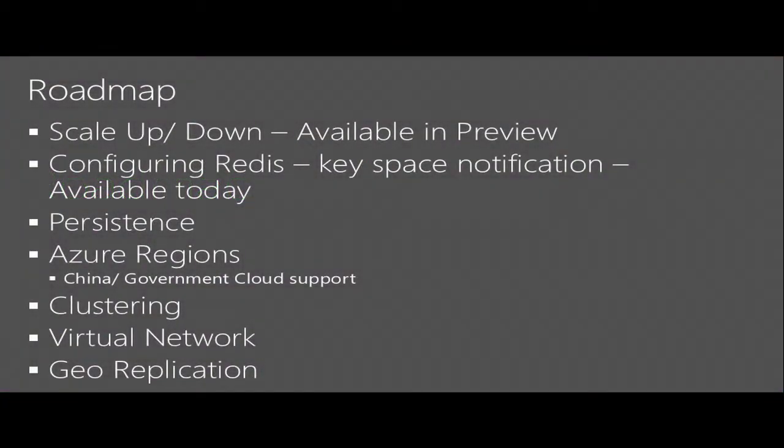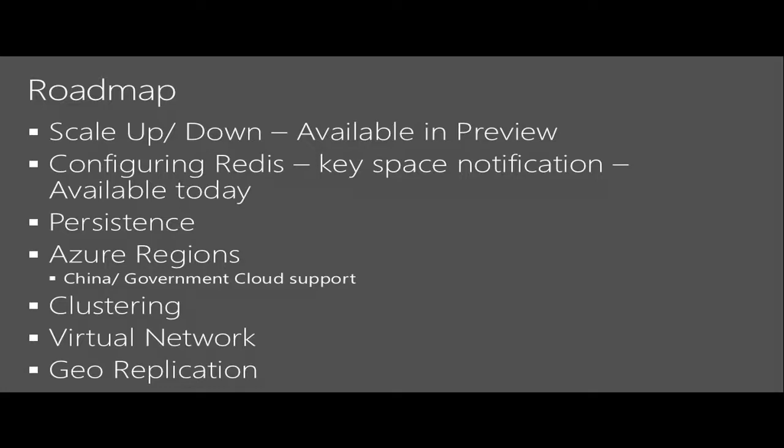Right. So everything I've shown you so far is available in Azure today. This slide talks about what you can expect to come in the coming months from the Redis cache service. Support for scale up and down is already out in preview. We're just about to release support for scaling from basic to standard. You can configure Redis for key space notifications, so that's available today. You will be able to enable persistence, and you will be able to run persistence in both modes, like persist every write, or persist as a snapshot model where you can optionally persist data at some point in time.